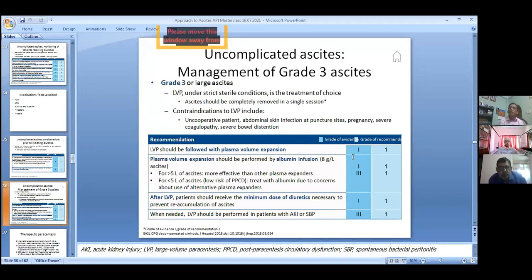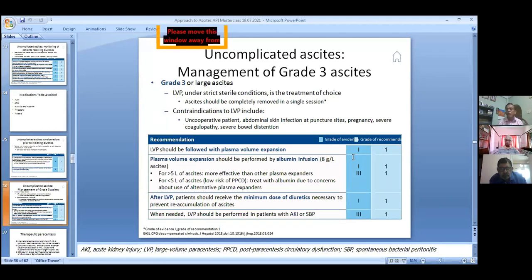But otherwise, it can be safely done, and you can remove. There is no limit for it. The only thing is that you have to give IV albumin in the dose of 8 grams per liter of paracentesis. So if you remove 6 liters, you should give at least 6 into 8, that is 40 gram of IV albumin. That is 20%, 100 ml, 2 bottles. If you remove more than that, you have to adjust the dose of albumin.